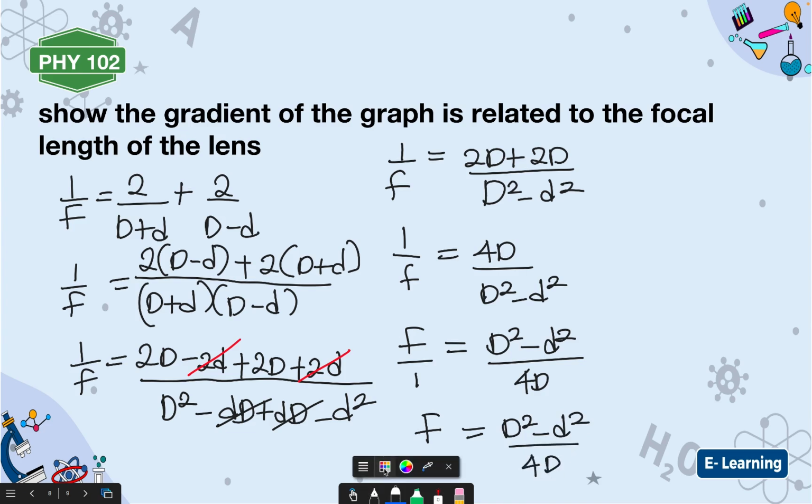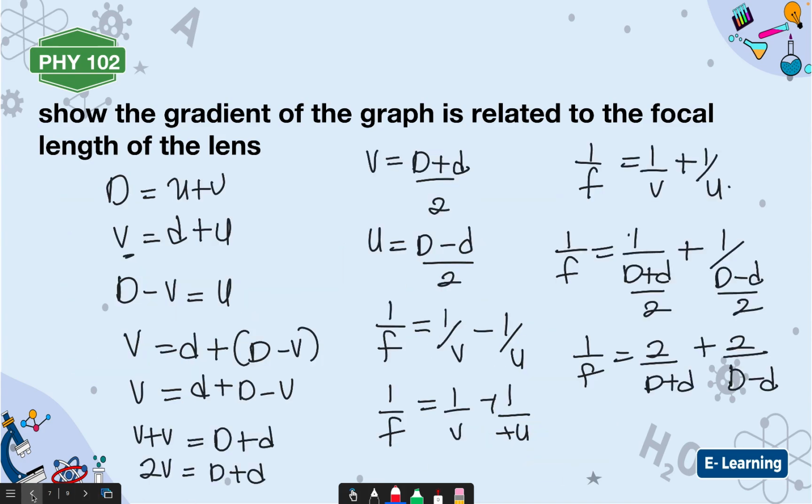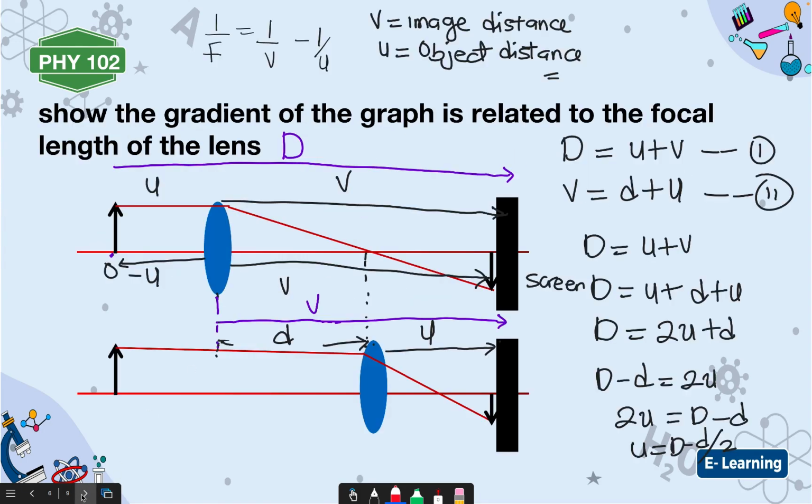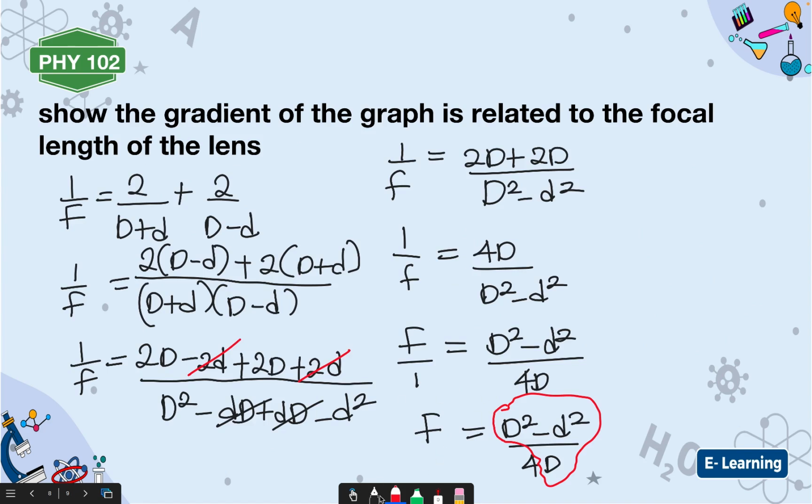Now, my dear student, there's something I want you to point and I want you to look at here. Do you agree with me that we plotted a graph of what? D square minus d square over 4d. I mean over d, which is our slope. If you look at it, the slope we calculated here was d square minus d square over d. Are you getting it now? So we can now say that our focal length f is what? Is this our slope here. Are you getting it?